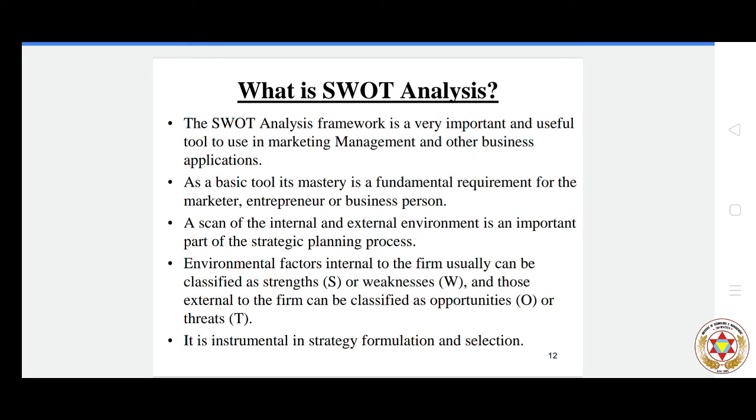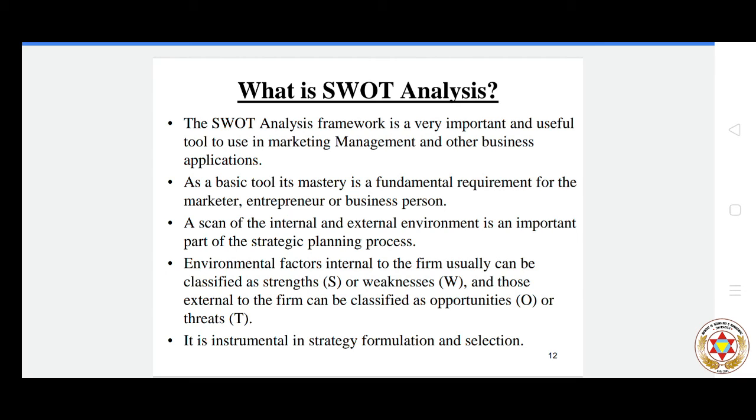It is basically a scan of the internal and the external environment. The environmental factors which are internal to the firm can usually be classified into strengths and weaknesses, and those external to the firm can be classified as opportunities and threats. Such an analysis of the strategic environment is referred to as SWOT analysis, and it provides information that is helpful in matching the firm's resources and capabilities to the competitive environment in which it operates.